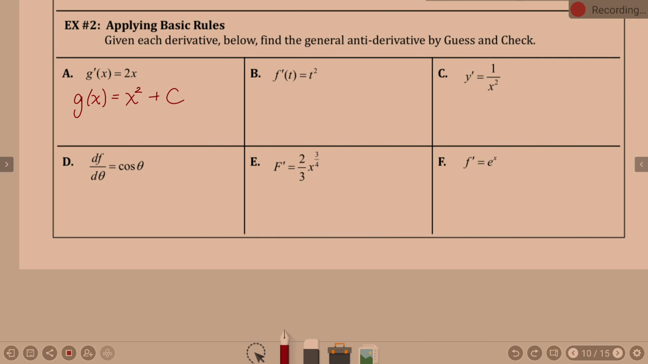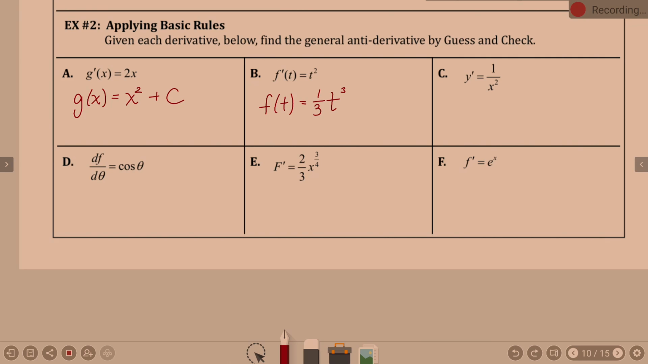Okay? B: F prime of t is t squared. I didn't really talk much about A because that one was obvious. You guys just saw that and went with it. Thoughts on the antiderivative of t squared? 1/3 t cubed plus c. What do you say about the 1/3 t cubed? The 3's cancel out. Do we need the 1/3?